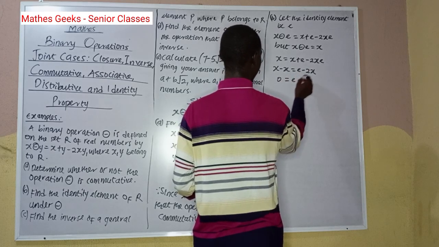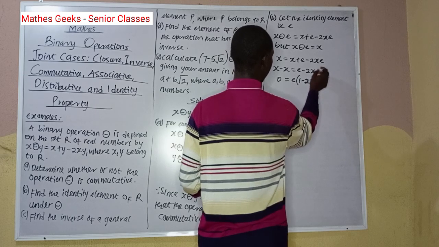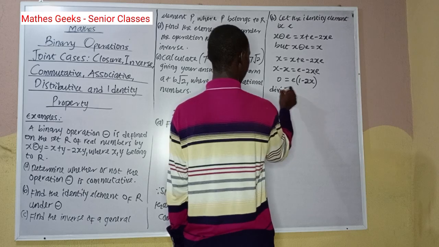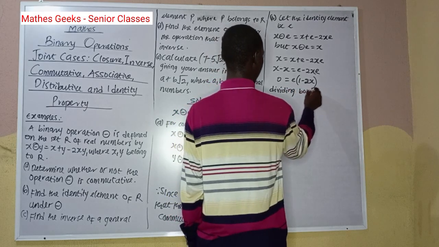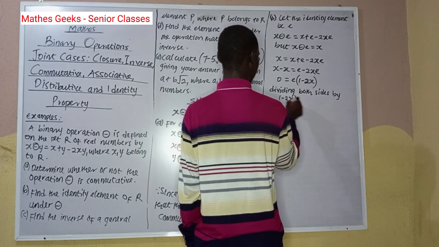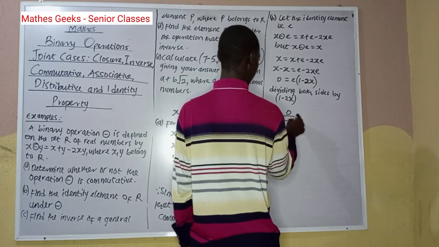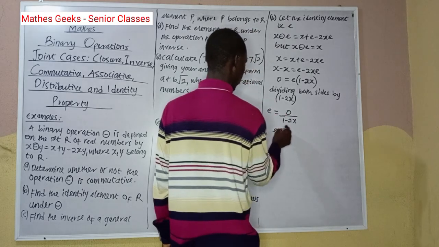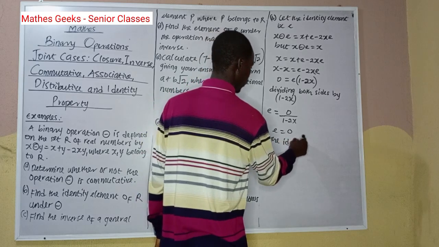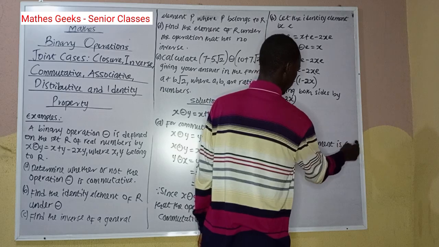0 is equal to E(1 − 2x). Dividing both sides by 1 − 2x, we have E equal to 0 over 1 − 2x, and of course E is equal to 0. So therefore the identity element is 0.